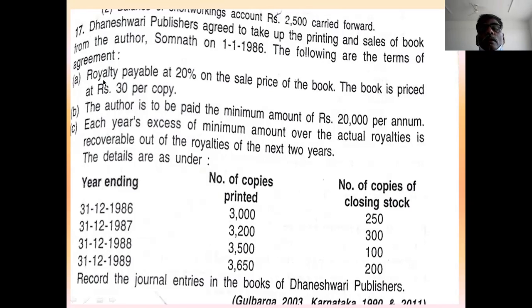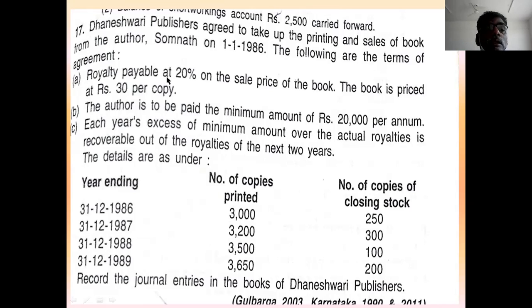First agreement is royalty payable is 20% on sale price of the book. You remember this one. On what basis the royalty is fixed? Royalty is 20% on selling price of the book, and selling price of the book is 30 rupees per copy. On 30 rupees, you calculate 20%, you will get the rate of royalty. 20% on 30 rupees is nothing but 6 rupees. But it is on selling price of the book, on sales, not on the production. This is the point you have to remember in this problem. It is the technical one.